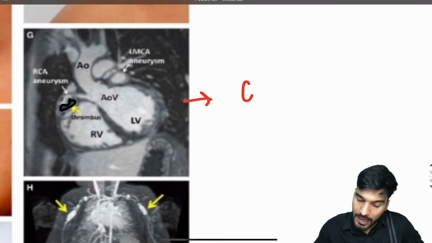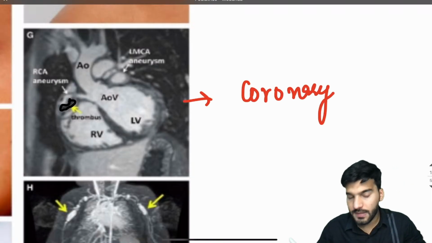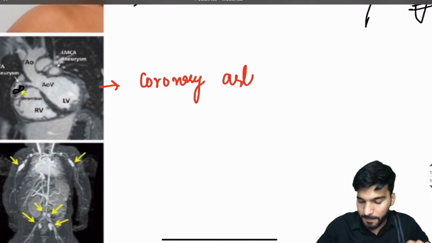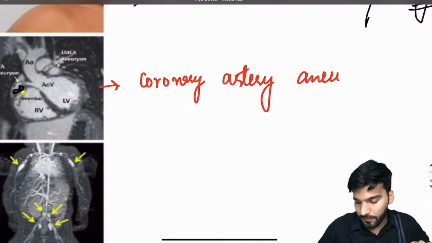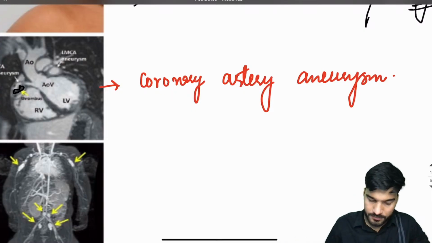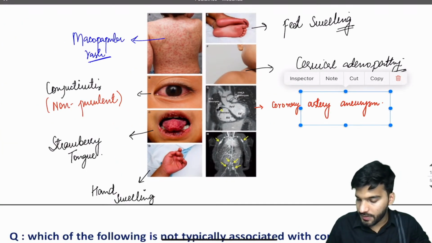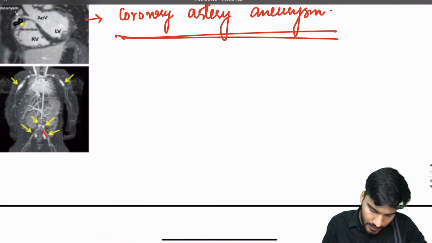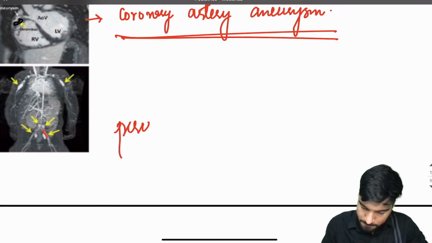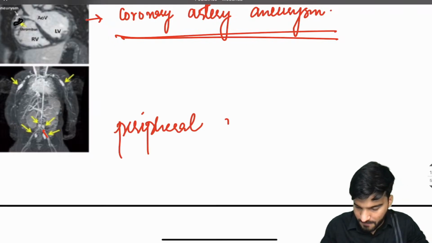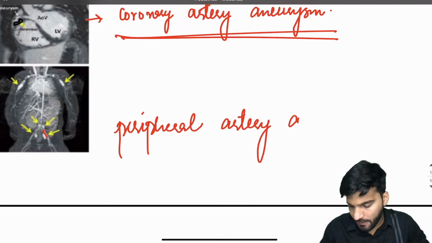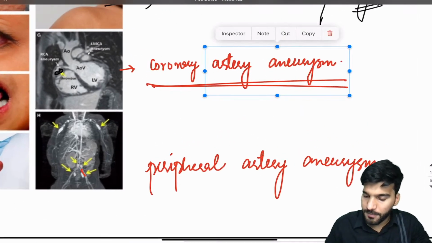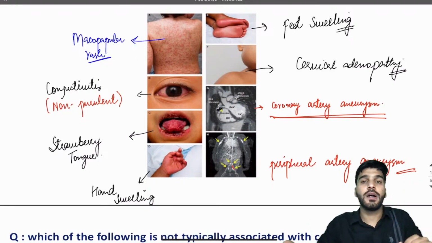Here the most common complication is going to be coronary artery aneurysm. If the question is what is the most common complication in Kawasaki disease, your answer is coronary artery aneurysm. And followed by that, the last one, we can have a peripheral artery aneurysm.